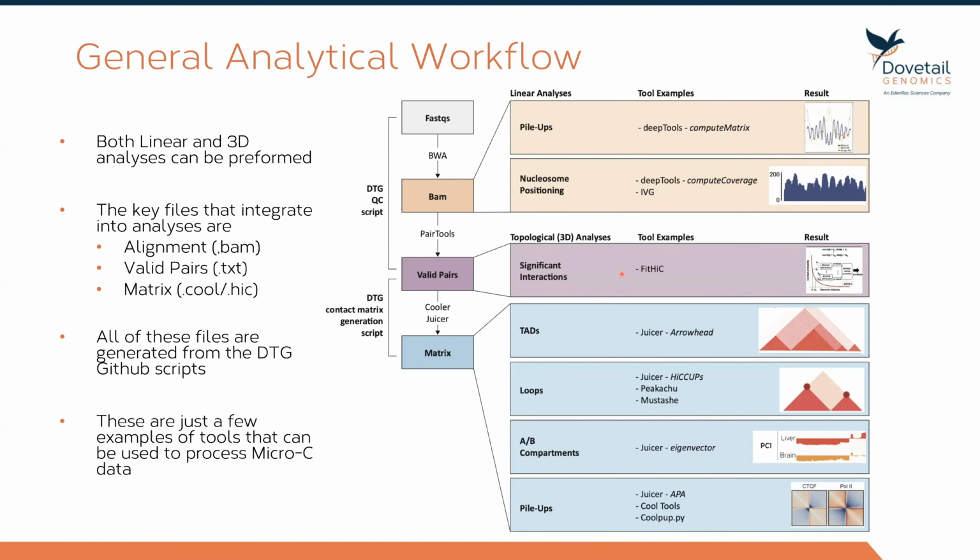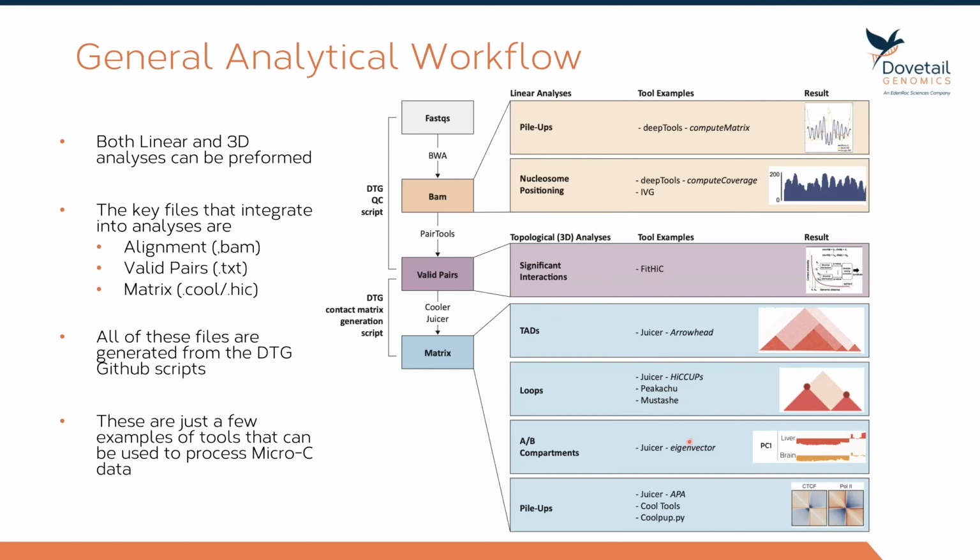You can call significant interactions. I'm a big fan of FitHiC. There are a number of other tools out there. This is just a smattering of tools that are out there. And then, for your standard topology analyses, there's Juicer Arrowhead, there's HiCCUPS, there's Chromosight, there's Mustache, there's SIP. That's another one that works very well.